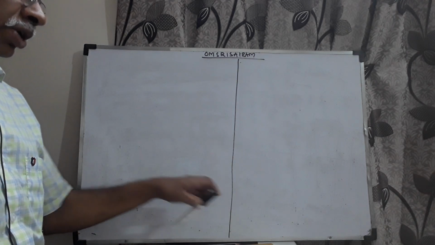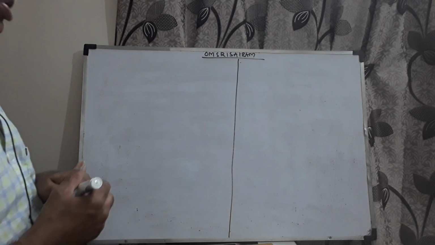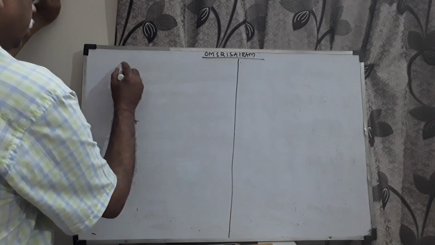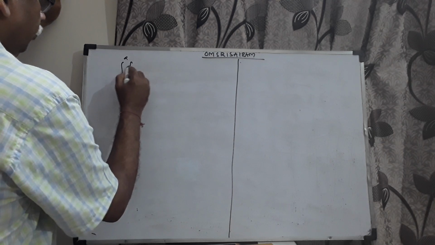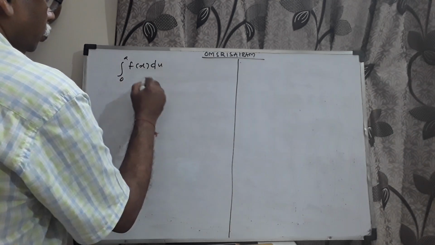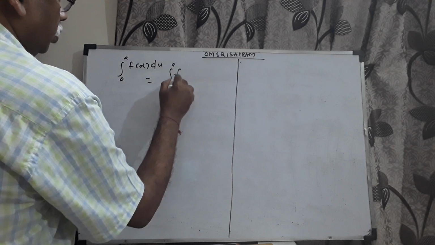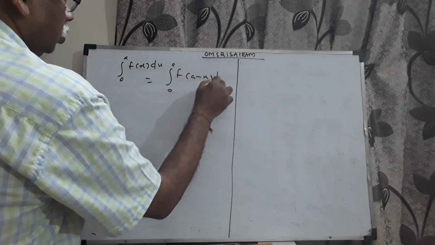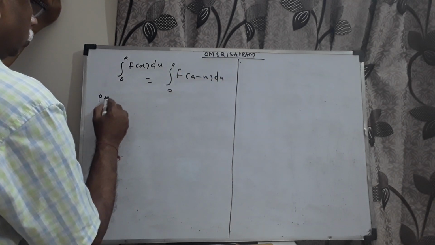In this particular video presentation, as usual, we'll discuss some more problems meant for JEE or any competitive examination for that matter. As usual, before going into the problem, I'd like to discuss one particular proof: integral 0 to a f of x dx is equal to integral 0 to a f of a minus x dx. The proof goes like this.